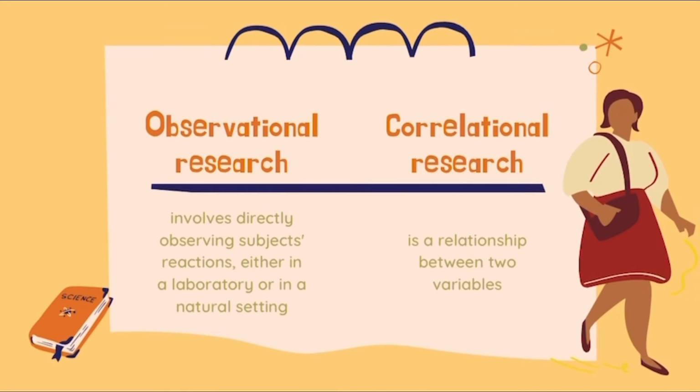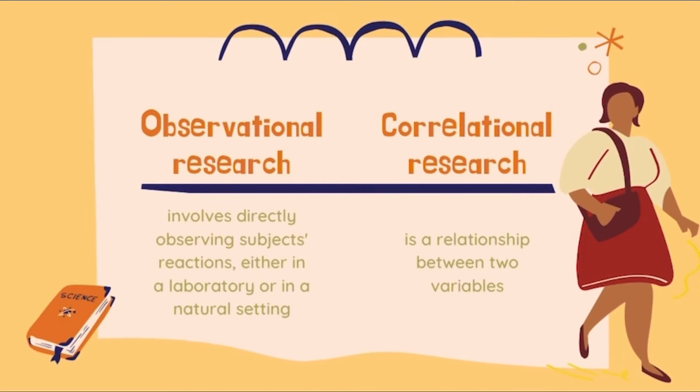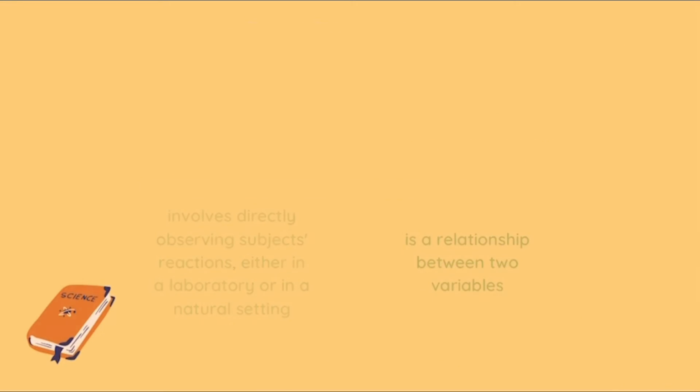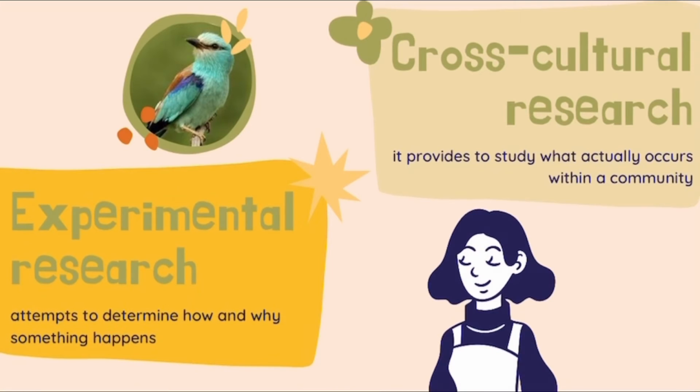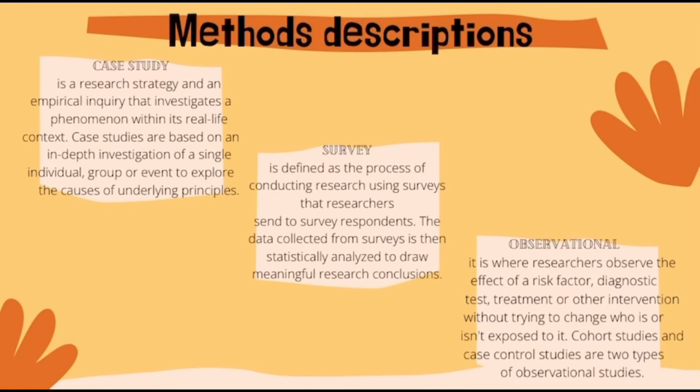Observational research involves directly observing subjects' reactions either in a laboratory or in a natural setting. Correlational research is a relationship between two variables. Experimental research attempts to determine how and why something happens. Cross-cultural research provides a way to study what actually occurs within a community. So these are the methods or study descriptions.